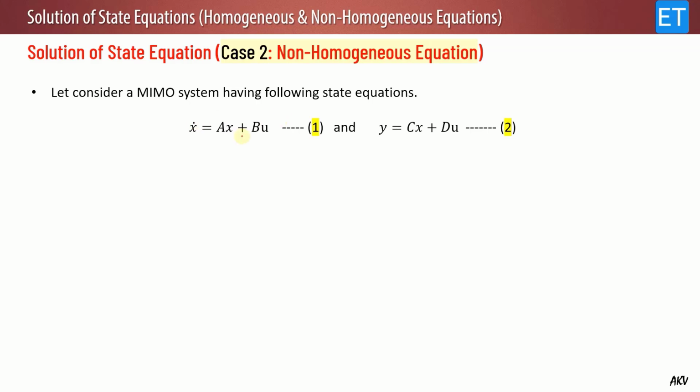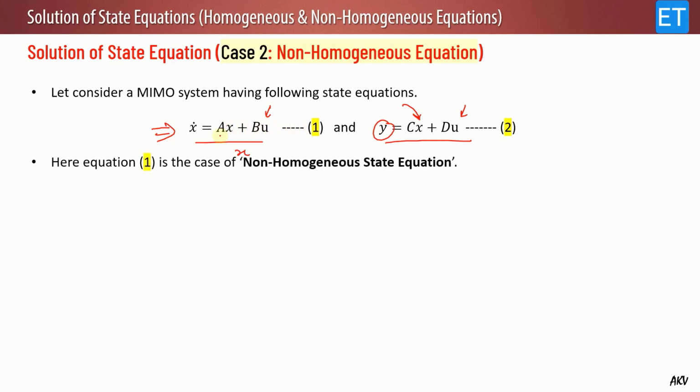So here now a system is represented by these two complete equations. You can see that this u part, u is actually the input. So you are getting the B matrix and the D matrix also in this case. Again, the procedure is simple. First you have to solve equation 1. When you solve equation 1, you will get the value of x. Once x is known, we will substitute it in the second equation, the output equation y, right? So let's see how we can solve equation 1, which is the non-homogeneous one in this case.